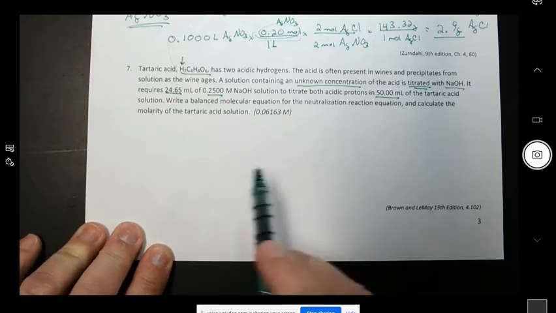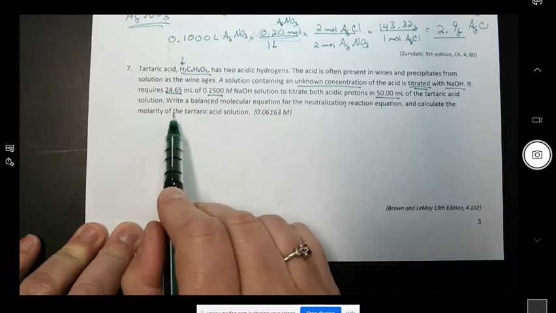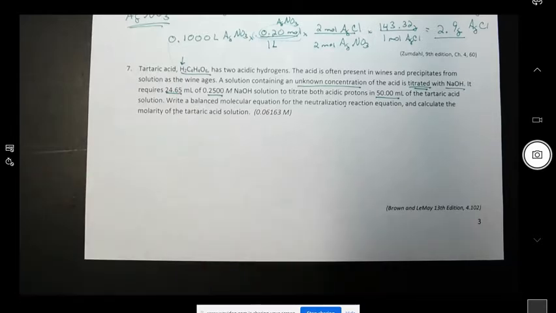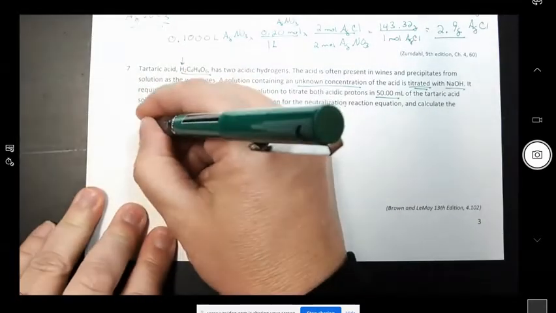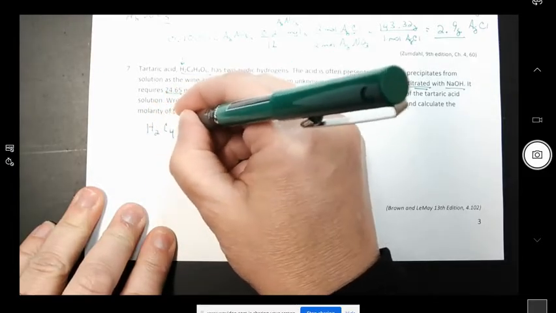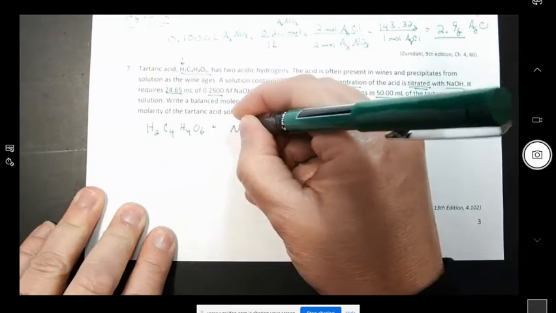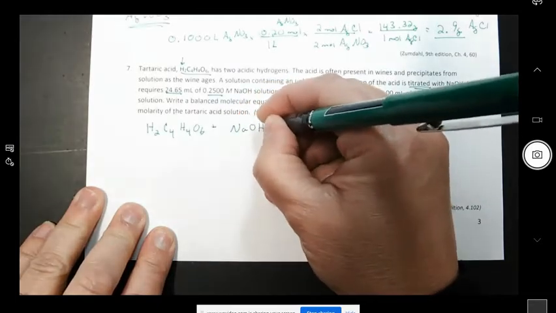So we're going to write an equation first for this neutralization reaction, and then we're going to calculate the original concentration of the acid. So we've got our acid, H2C4H4O6, and we're adding sodium hydroxide, that's what we're titrating with.